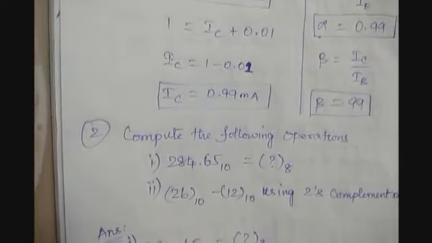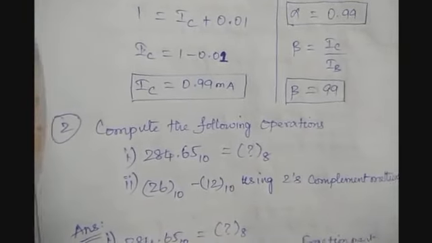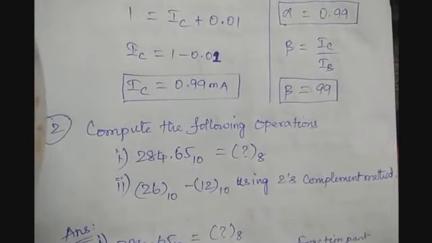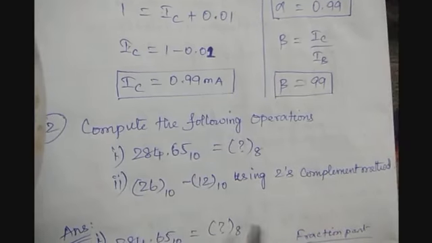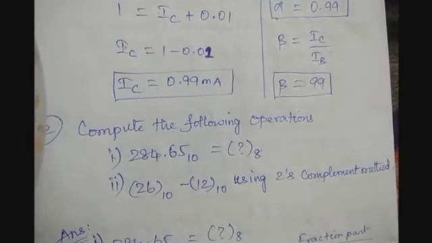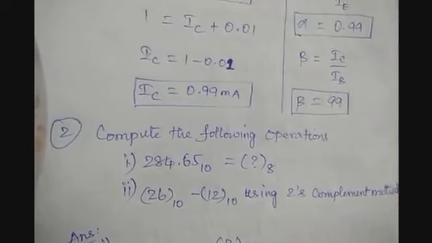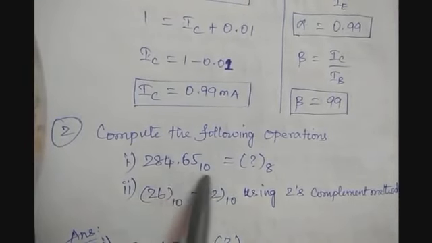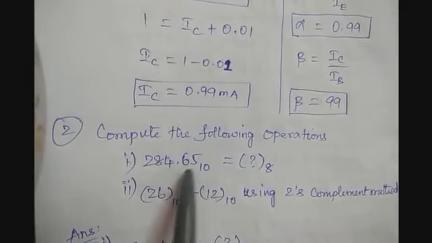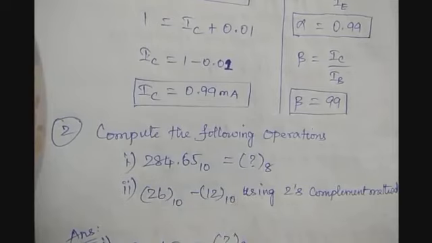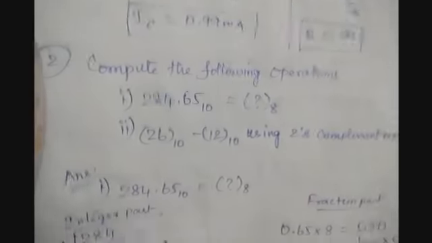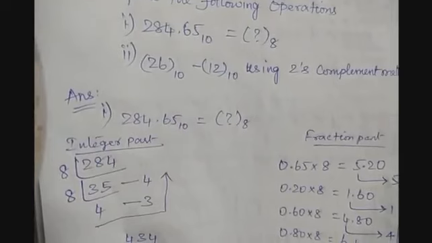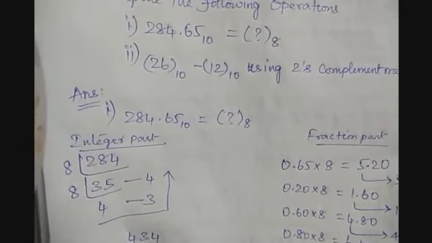Second problem, compute the following operations. So the first one is the base conversion. The second one is a 2's complement method based problem. For the first one, a decimal number is given, so we should convert the decimal number into an octal number. We already know how to convert because this is the fourth module. We discussed this in the first module, right?